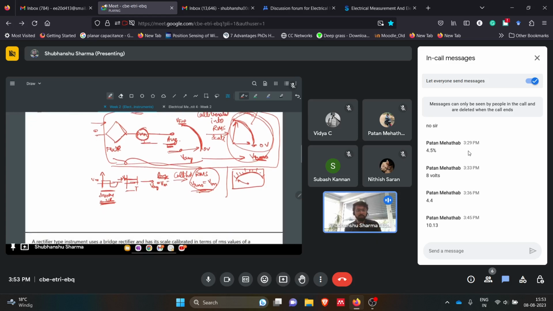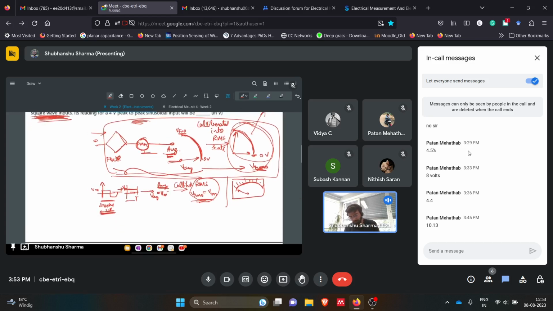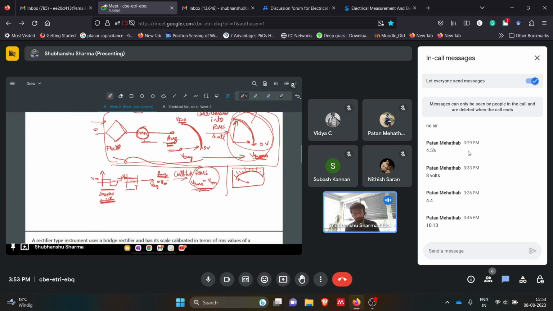Now, when will the issues arise? If instead of a square wave we give a sinusoidal wave, let's see what will happen. Let's say this is a sine wave. So what will be the full wave rectified signal? Again we are going step by step. The full wave rectified signal will be like this, a full wave rectified sinusoidal signal.